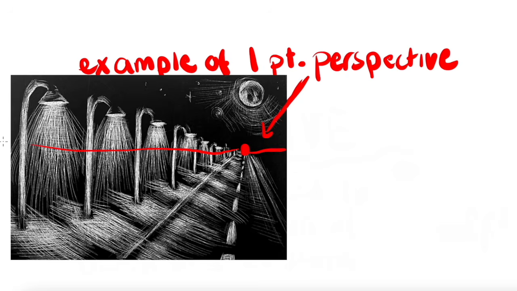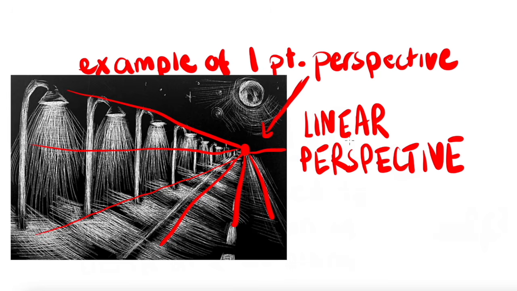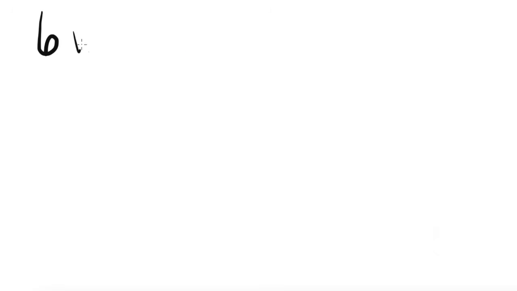Take a look at this scratchboard etching showing 1-point perspective. Notice that off in the distance is a point. This is called the vanishing point. Notice that a lot of the lines seem to converge to that point. Other lines are running parallel or perpendicular to that point. This is referred to as linear perspective. Note that the word line is in it, and you see lots of lines being used to create a sense of depth. Let's list a few other ways that artists create space.